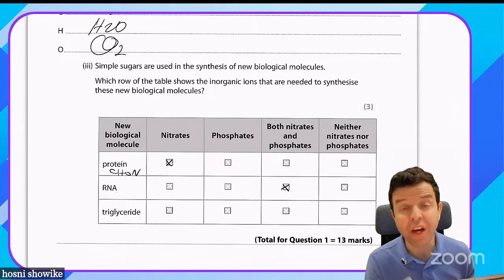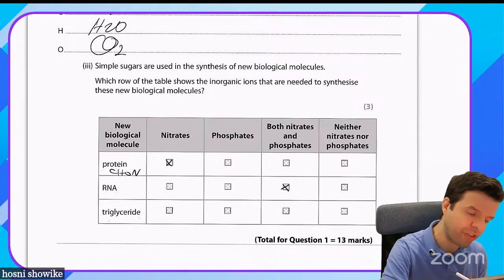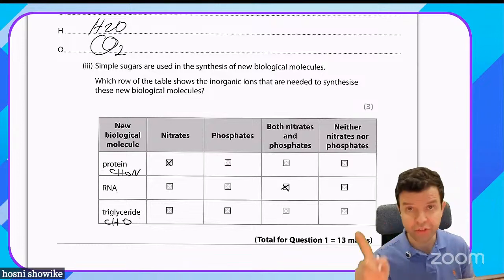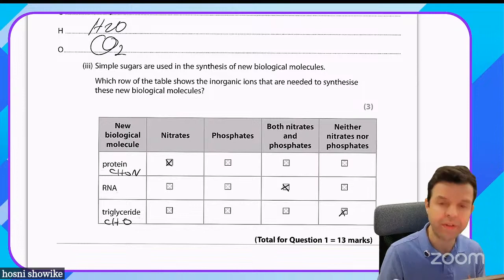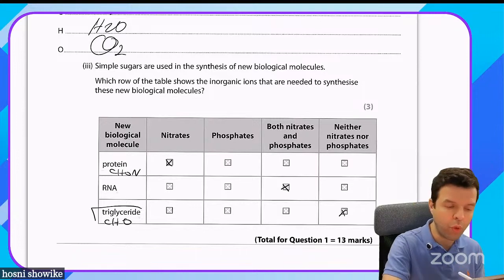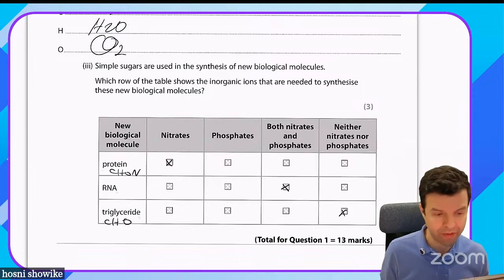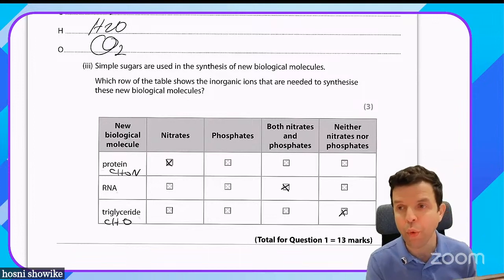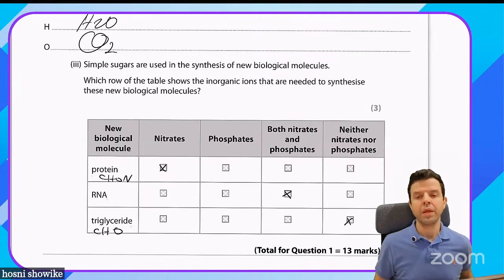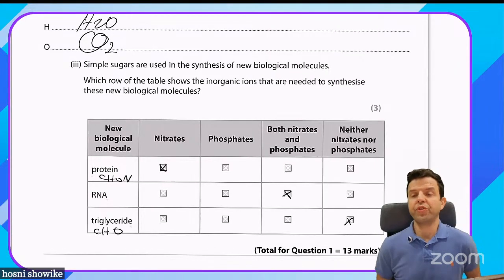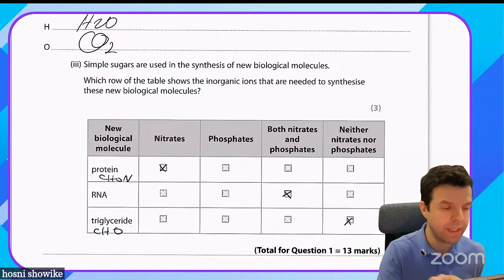Triglyceride, they did not say phospholipids. Triglyceride is just carbon, hydrogen, oxygen, right? So for that reason, I'm saying neither. This will only rely on carbon dioxide and water, nothing else. You don't need any component from the soil. And this means we're done with the first question. Do you have any doubt about what we've done so far?